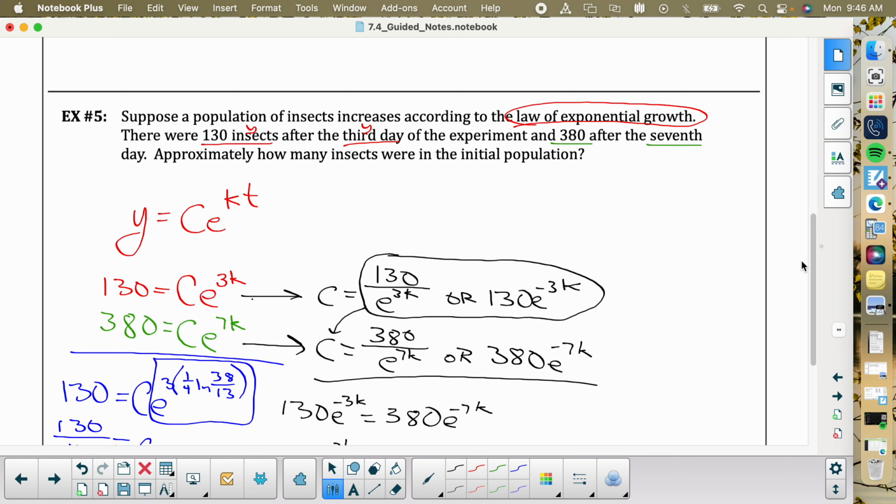So if we did, I forget, was it last Friday, what would we be putting for time as the initial population? Would that be zero? Zero. Okay. And then e to the zero is just one. So time, then C, and then C is the initial population. Okay. Thank you.